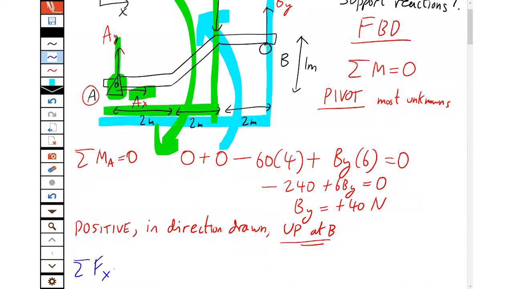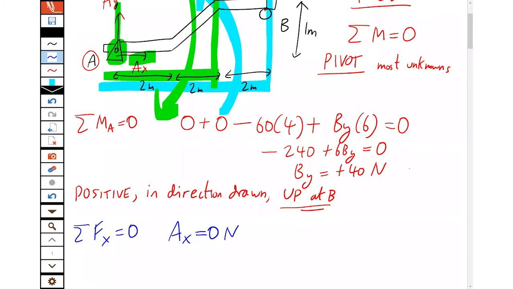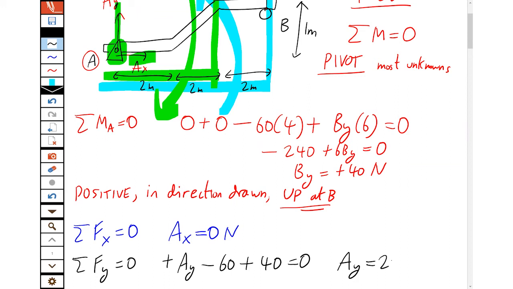The sum of all the horizontal forces is 0. We have the horizontal reaction at A and nothing else, so that just directly equals 0 newtons. That happens quite a lot. Then, the sum of all the vertical forces is 0. You have plus AY up, minus 60 newtons down, plus 40 newtons up at B is 0. One equation, one unknown. AY is 20 newtons. That's positive, so it's in the direction of the arrow we drew.